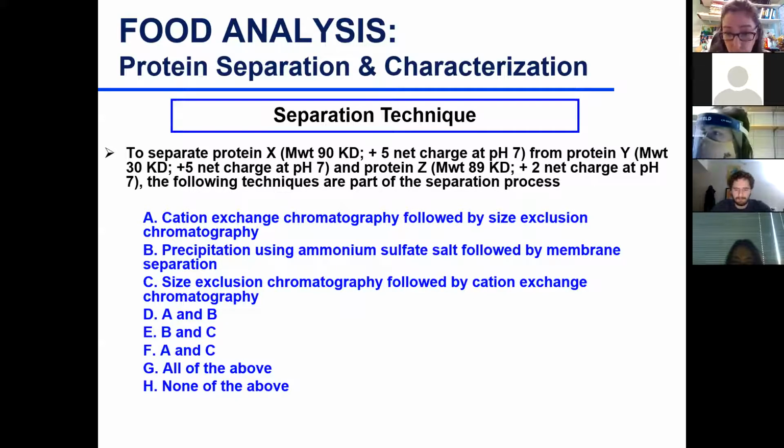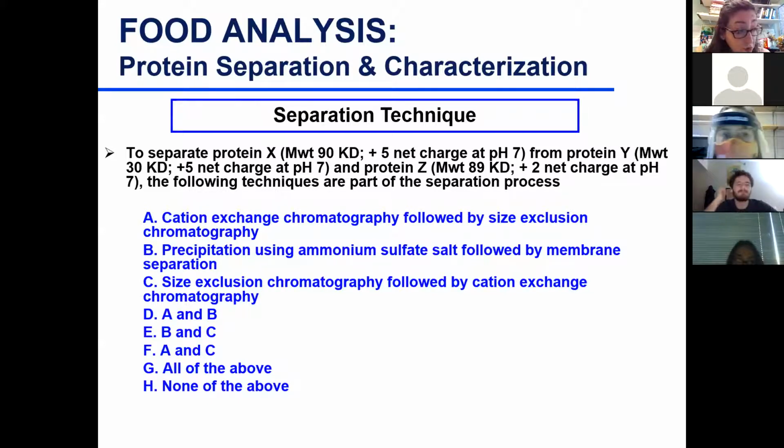I can for sure use salting out, because I can put in a salt concentration that will precipitate protein Z, which has the lower charge, and the other two will remain in solution. Then I can separate them by membrane filtration. I can use, let's say, a cutoff of 40 kilodalton or 50 kilodalton. I can remove the 30 kilodalton, which can go through the pores, whereas the 90 kilodalton will be my retentate. So I can do that.